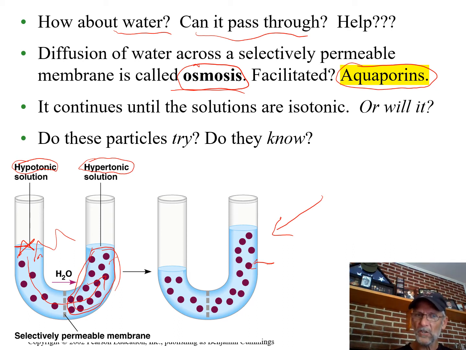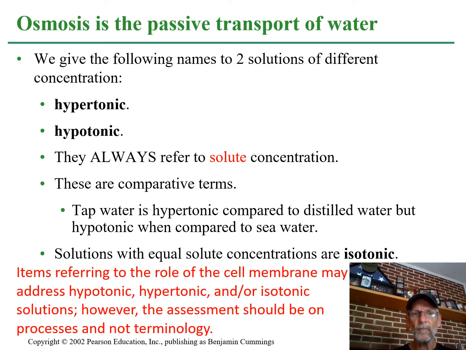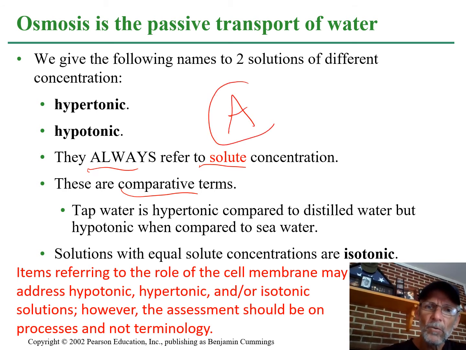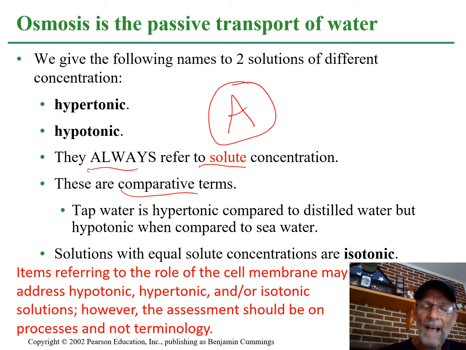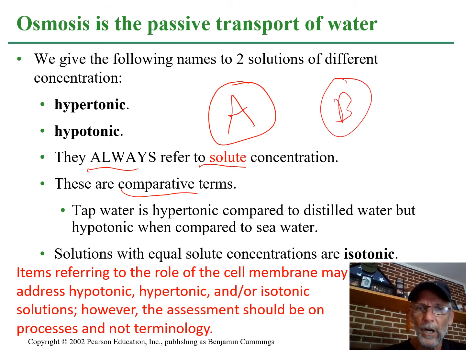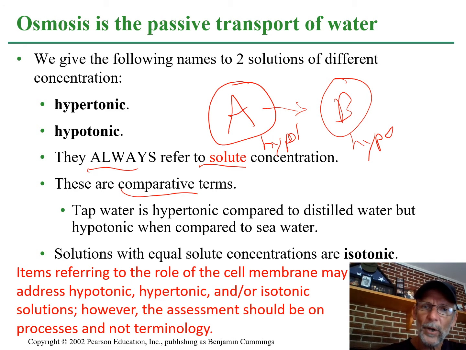So, more practice with that. Here we go. Hypertonic, hypotonic always refer to solute concentration, and they're comparative. So, if we talk about solution A and we say it's hypertonic, we have to be comparing it to some solution B somewhere. If this one is hypertonic compared to that one, that means this is hypotonic compared to that one. It's always comparative. Okay? Now, if two solutions have equal concentrations of solute, we call them isotonic.